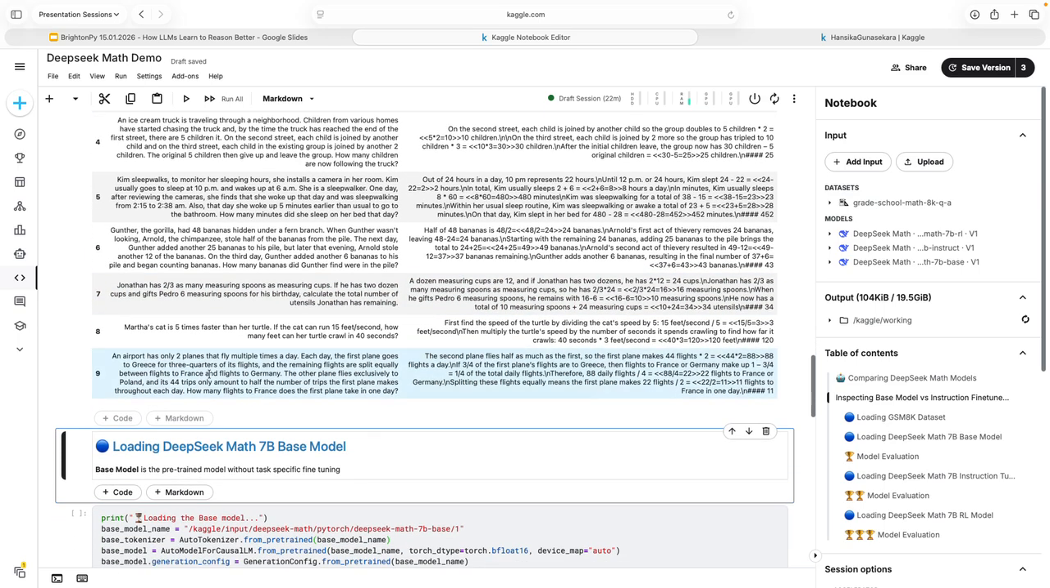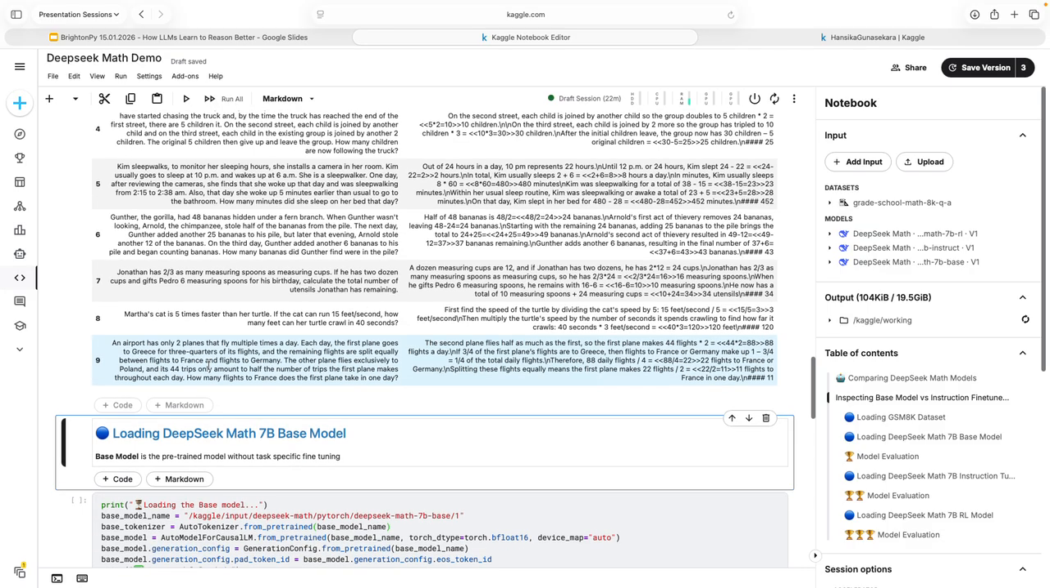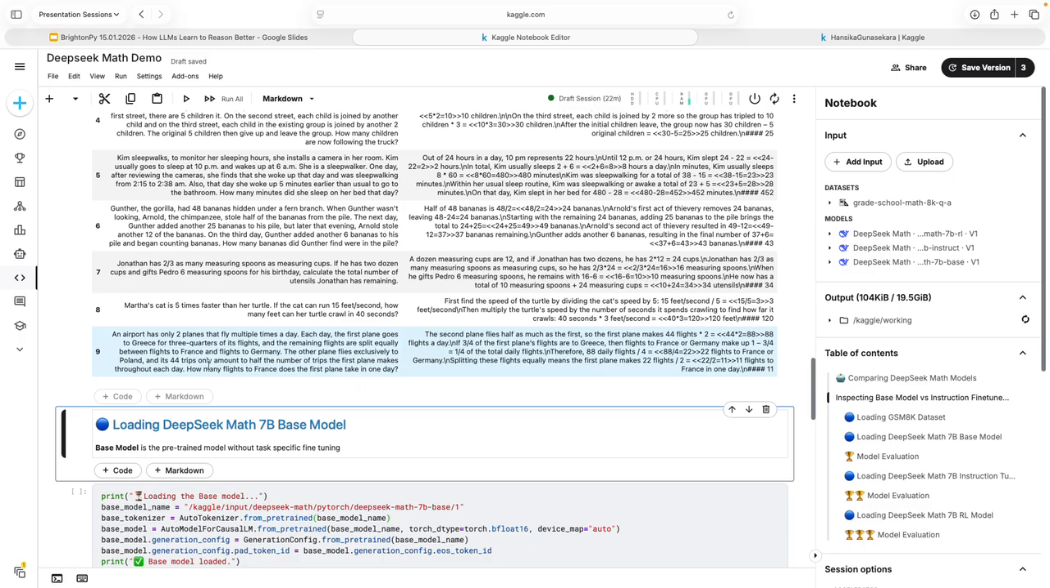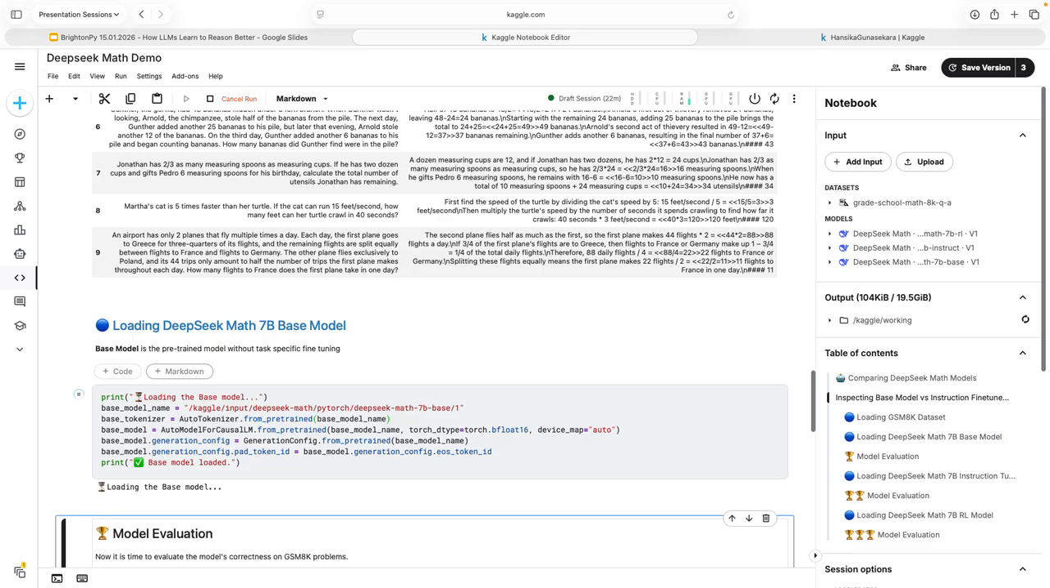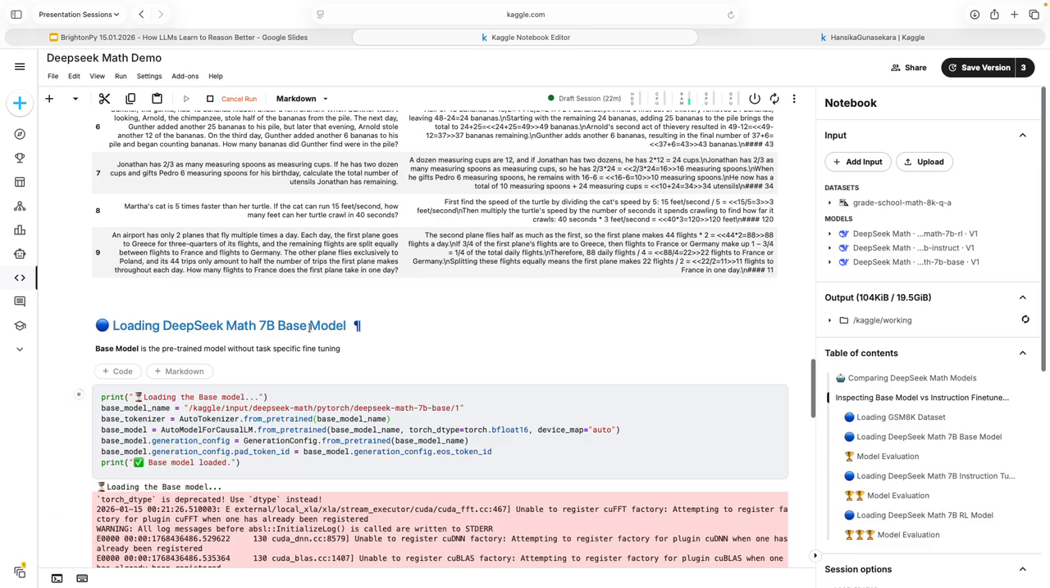So these are 10 questions out of that larger dataset. With these 10 questions, we are going to prompt the DeepSeek math model. For that, first we have to load this DeepSeek math base model.